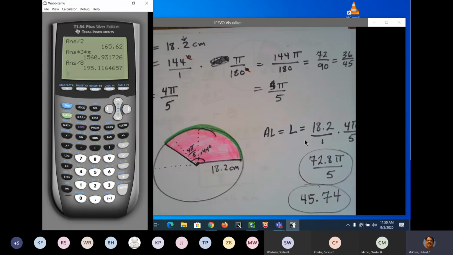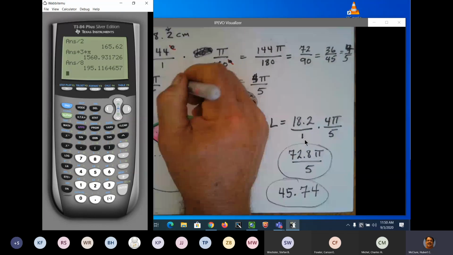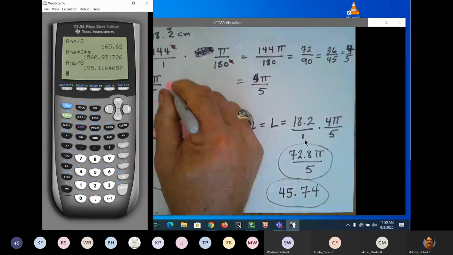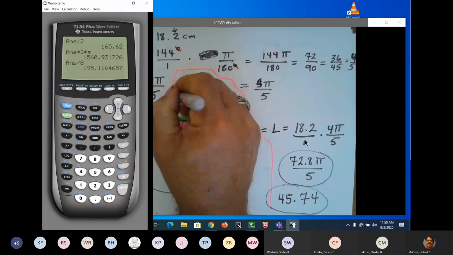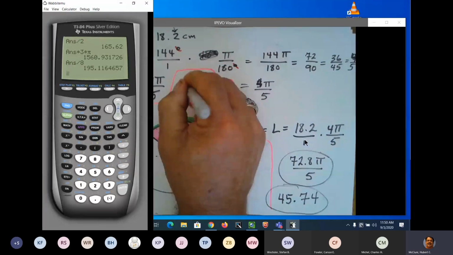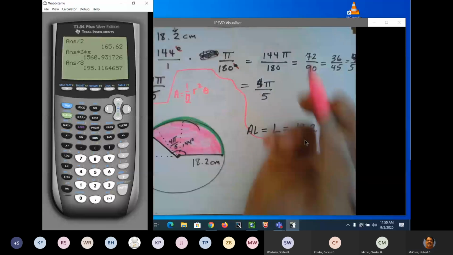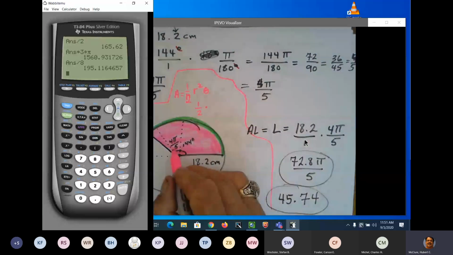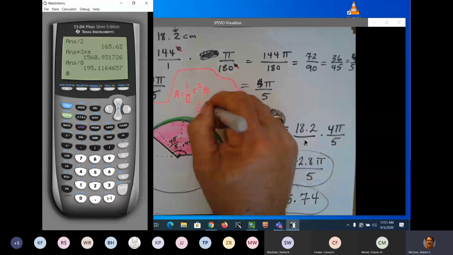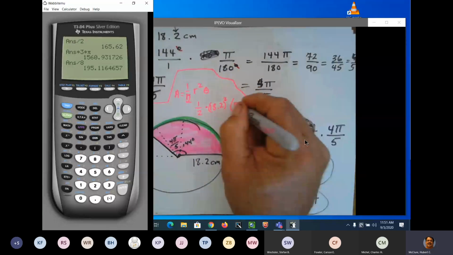So I'm going to take my pink pen and I'm going to multiply. I'm going to do it up here where I got a little bit of room. Area is equal to 1/2 r squared theta. So that's going to be 1/2 times r is 18.2 squared times 4 pi over 5.